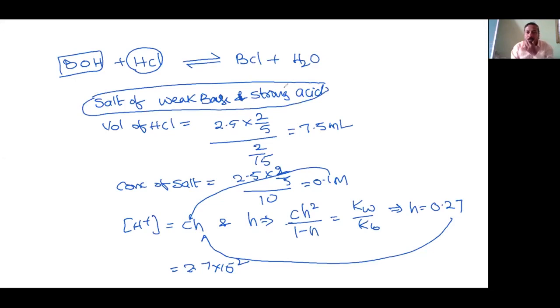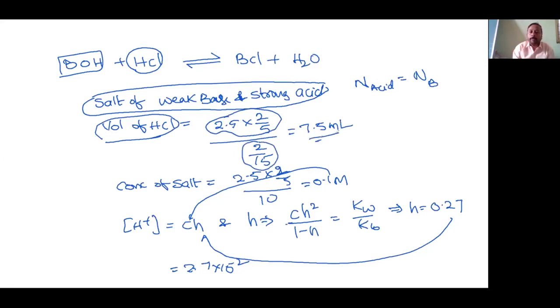Now, the volume of HCl is not given. At the equivalence point, the number of moles of acid should be equal to the number of moles of base, M1V1 is equal to M2V2. That's why, by using the base and acid concentrations, you will get the volume of HCl used.